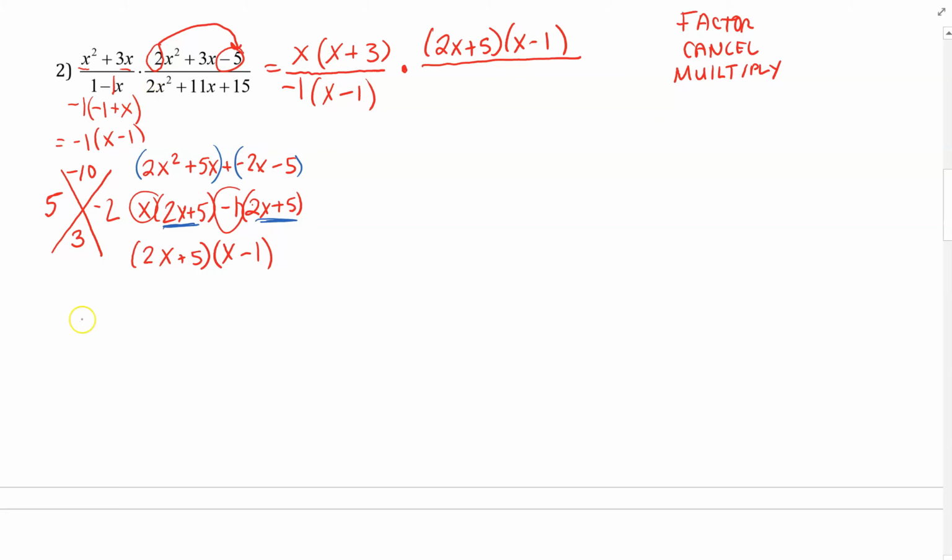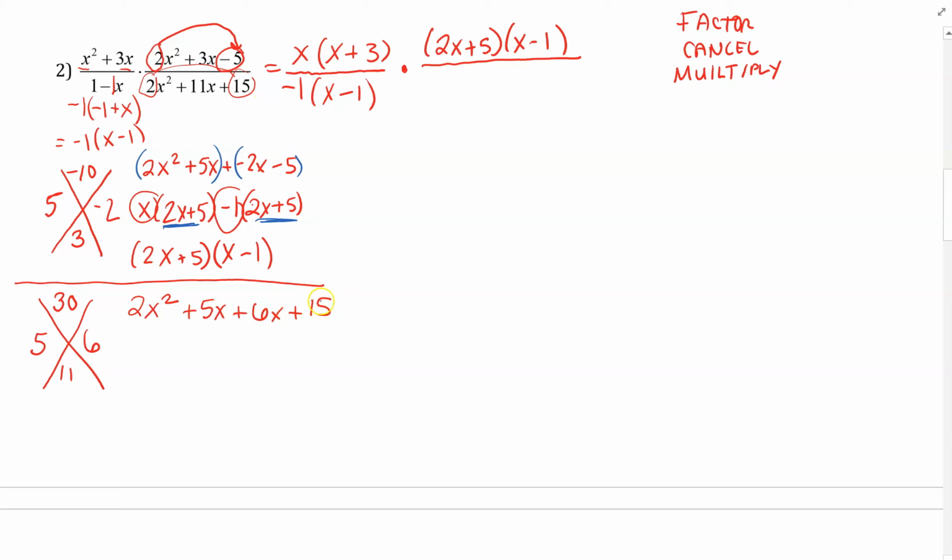Now I'm going to do a similar process for the denominator. I'm going to do 2 times 15, so that's 30. And then I'll put 11 down here. So I need two numbers that multiply to 30, and at the same time add to 11, so that'll be 5 and 6. And then I rewrite the trinomial, right, 2x squared, and I split 11 into 5 and 6.